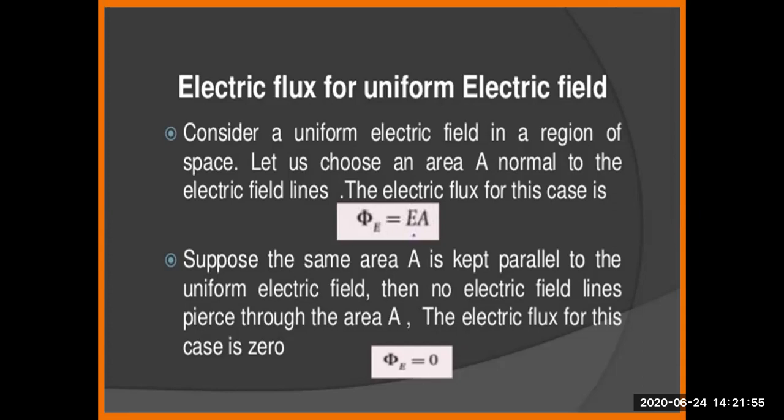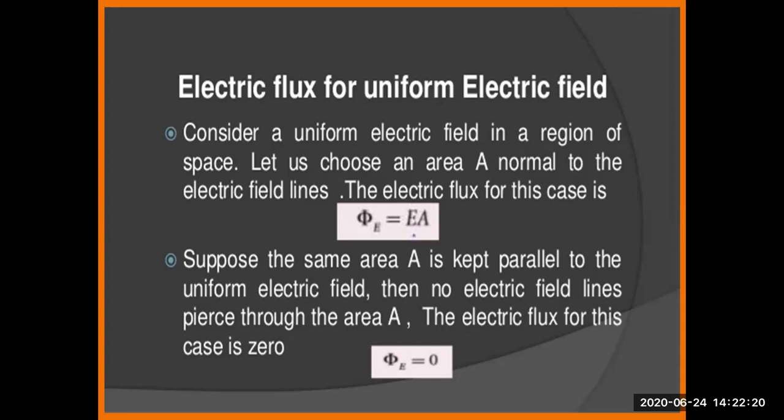Now let's see the second one. Suppose the same area is kept parallel to the uniform electric field, then no electric field lines pierce through the area A. The electric flux for this case is zero. Can you first explain this consideration? When it is perpendicular, you get flux. When you go parallel, then you get zero flux.